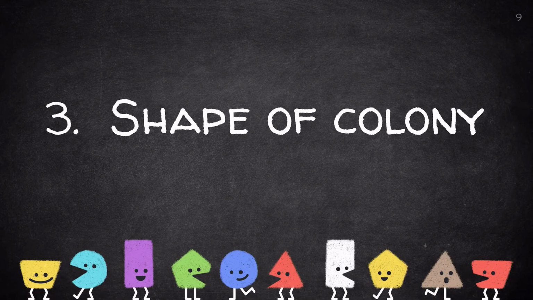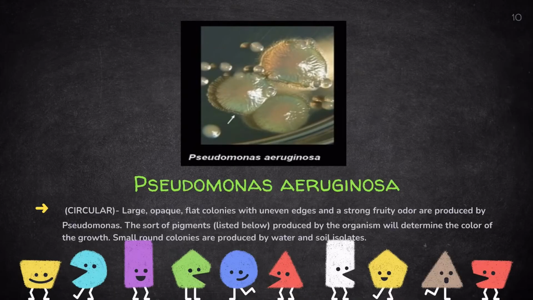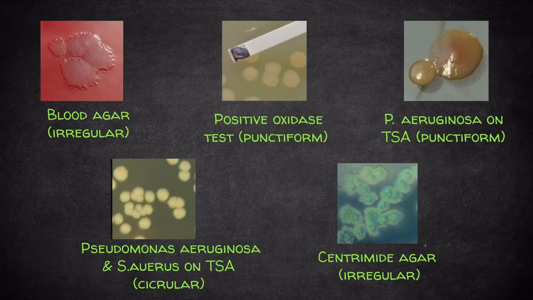So the third one is the shape of colony. The shape of colony of Pseudomonas aeruginosa is circular, large, opaque, and flat colonies with uneven edges and a strong fruity odor produced by the Pseudomonas. The sort of pigments produced by the organism will determine the color of the growth. Small round colonies are produced by water and soil isolates.